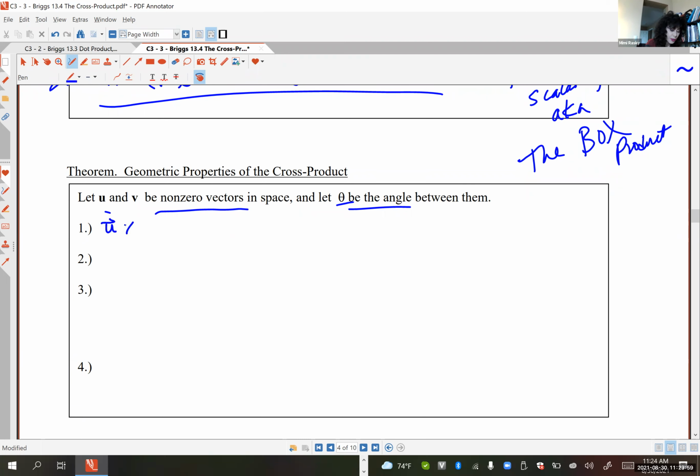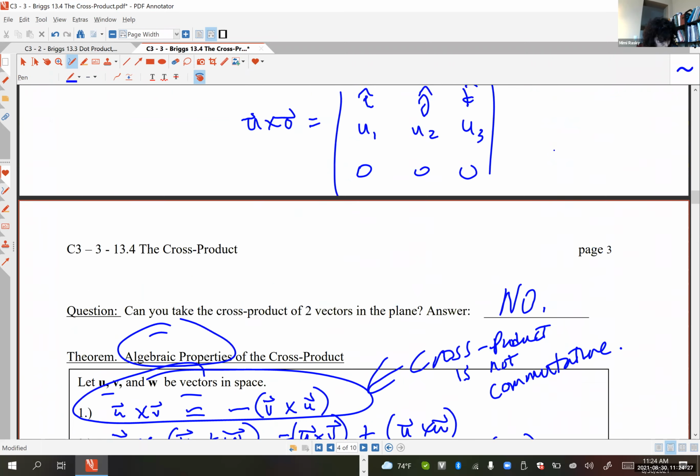And you already should know this is true because I showed you the picture on the very first part of today's lecture. When you take the cross product, U cross V, it is a vector. And that vector is orthogonal to both U and to V. It's making a 90-degree angle. It's perpendicular to both U and V. And if you don't believe me, go back to the picture.